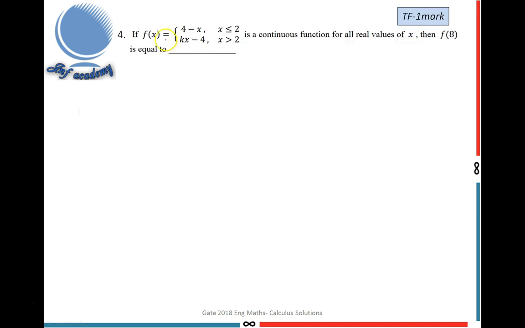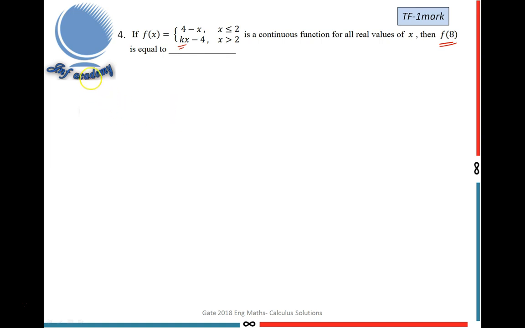Next, the fourth problem. If f of x equal to, with two conditions given, is a continuous function for all real values of x, then what is f of 8? First you have to find the value of k, then substitute the value of k and find f of 8. This question is from the TF department. It has 1 mark. The given function is continuous for all real values of x, so I took f of x is continuous at x equal to 2.